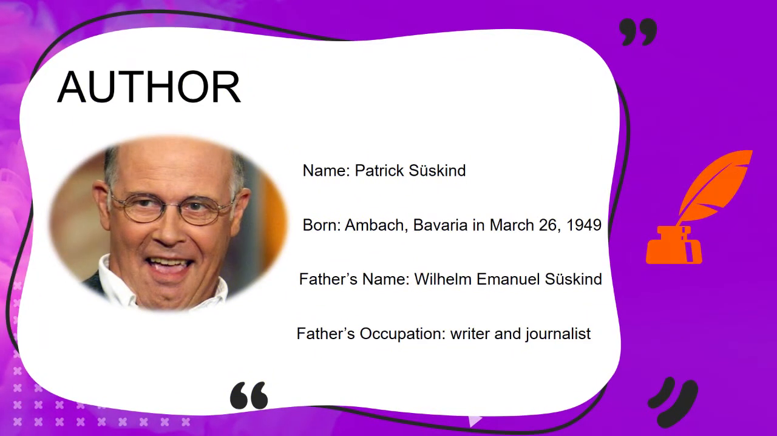Perfume: The Story of a Murderer is a 1985 literary historical fantasy novel written by Patrick Süskind. Süskind was born in Ambach, Bavaria, on March 26, 1949. His father, Wilhelm Emanuel Süskind, was a writer and journalist who worked for the Süddeutsche Zeitung newspaper and is famous as the co-author of the well-known publication Aus dem Wörterbuch des Unmenschen.